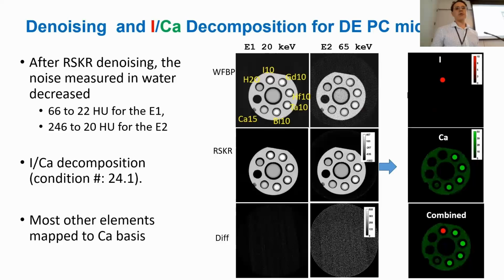If you go with micro CT, like in this case, then you have huge amounts of noise. By comparison, at the 65 energy, we have a noise level of about 246 Hz. And then it becomes really important that you reduce that noise. We get it to something like 20 Hz after the denoising. And you can see that, again, in the decomposition, everything apart from iodine is mapped in a calcium map. And that's how it looks.